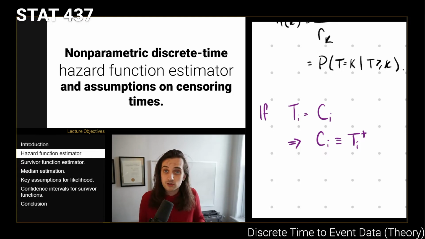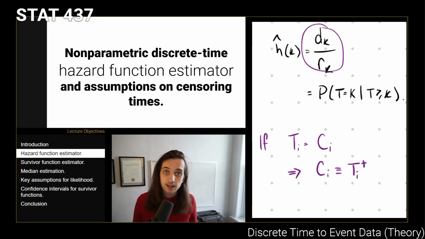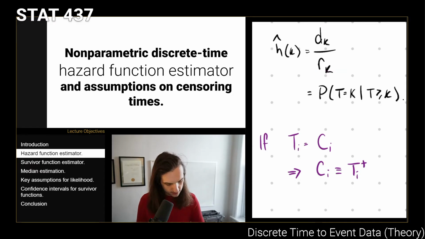The reason that this matters for us is because we have to think about this ratio. If there are people being censored and there are people who have their events in the same interval, which portion of them are going to count towards this hazard estimate?